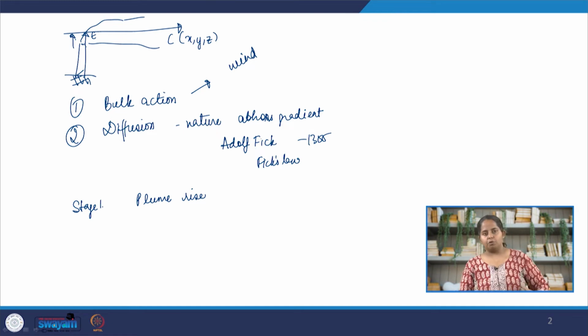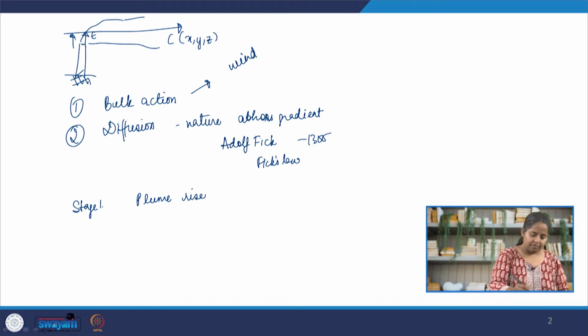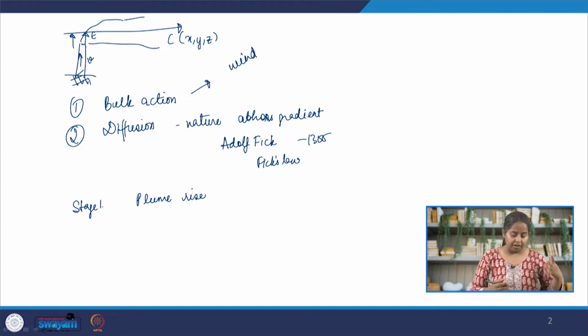First, it has momentum. Remember Newton's law of motion: things in motion want to stay in motion. The momentum is conserved. So the smoke is coming out with a velocity, and it wants to continue in the upward direction. So that is one of the reasons why it will move up.